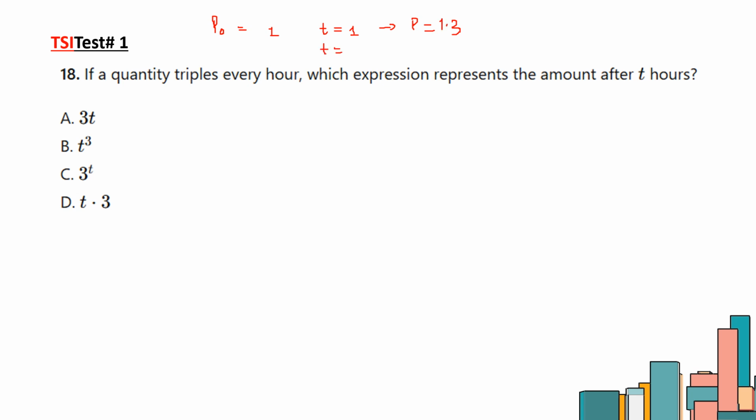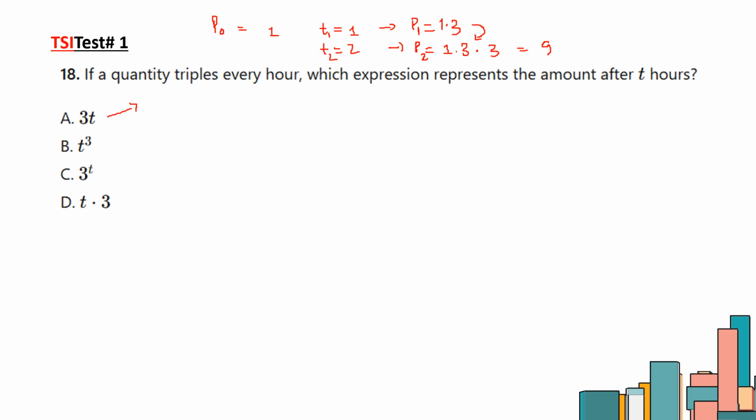Then if t equals 2, the population will be now P1 multiplied by 3, 3 times 3. So P2, after 2 hours, will be equal to the P1 from the top multiplied by 3. So after 2 hours, you will have 9. The population will be 9. Okay, so let's try this with this one.